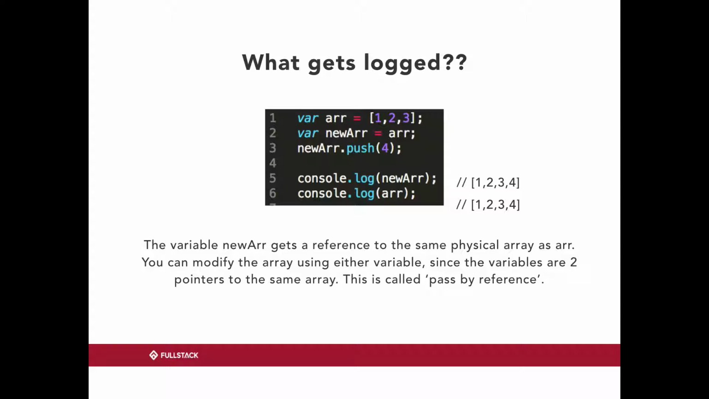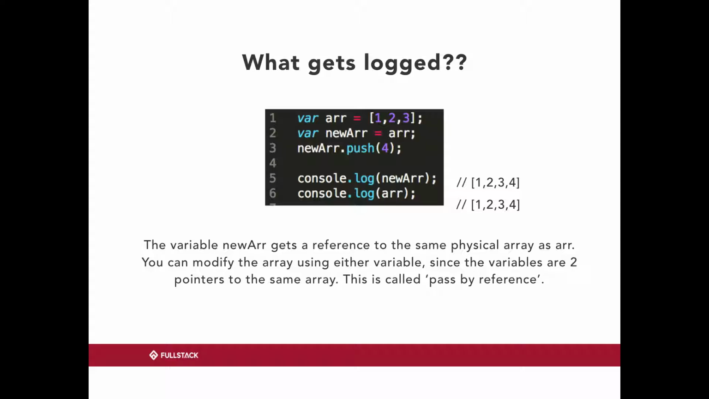So this is interesting. Now what you're saying is, when I do new ARR dot push, this points to this, which points to this. So I add a 4 here, and that's why when I look at this, it's 1, 2, 3, 4, and when I look at this, it's also 1, 2, 3, 4. Is that kind of where we're going with this?